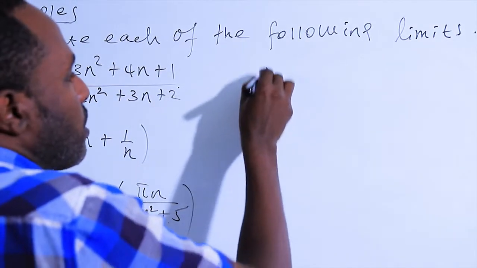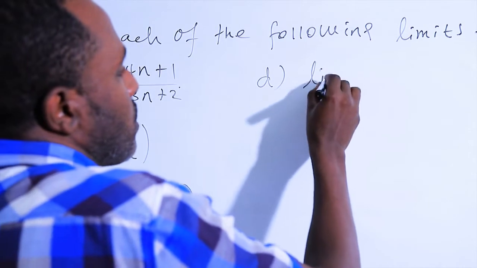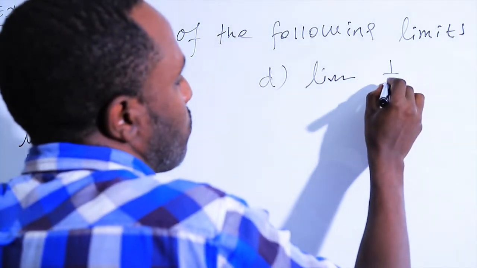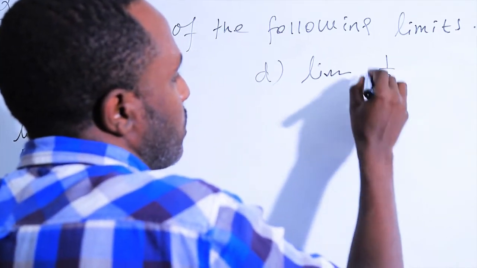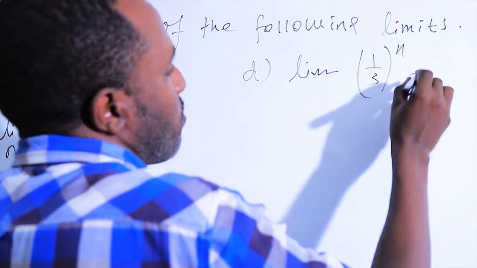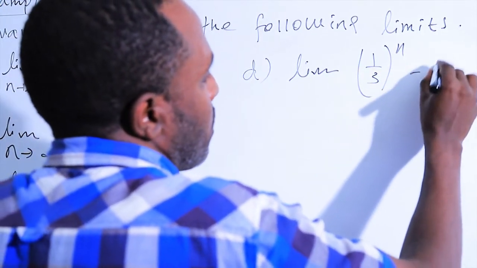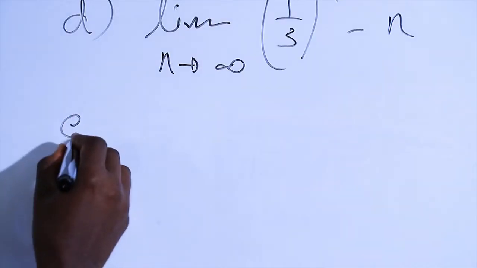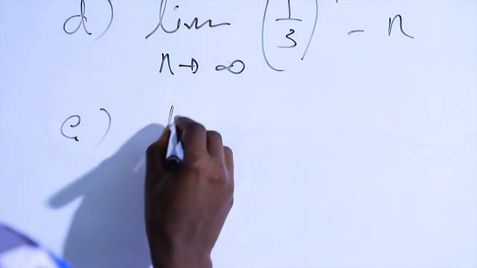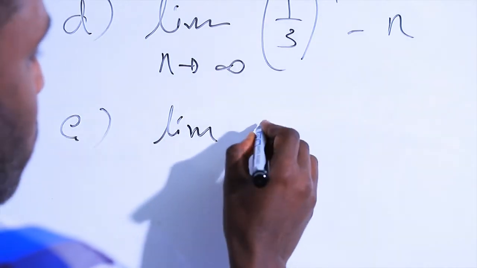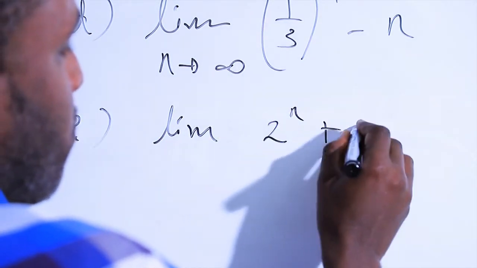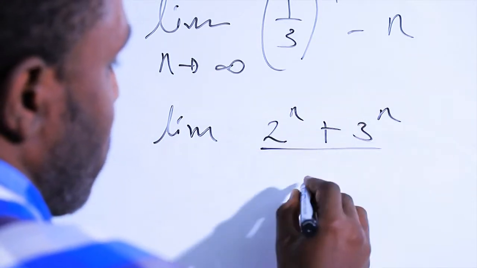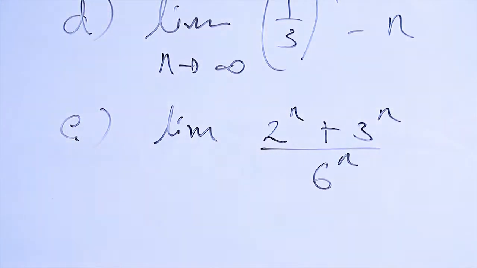Let's say D part, the limit of the sequence 1 over 3 to the power of n minus n when n approaches infinity. And E, the limit of 2 to the power of n plus 3 to the power of n over 6 to the power of n as n tends to infinity.